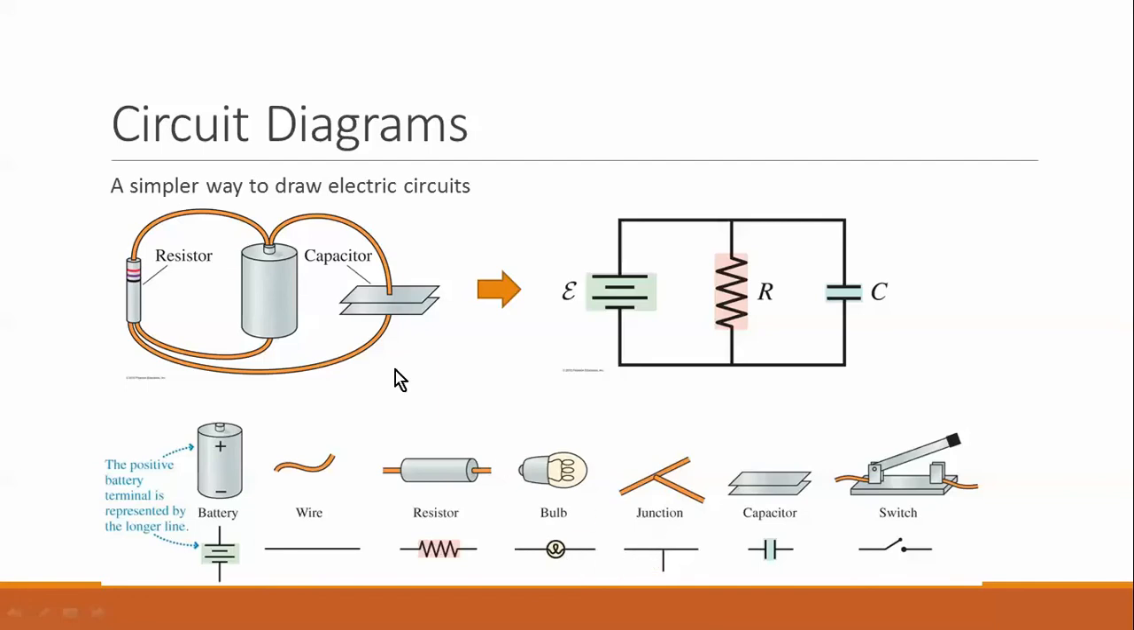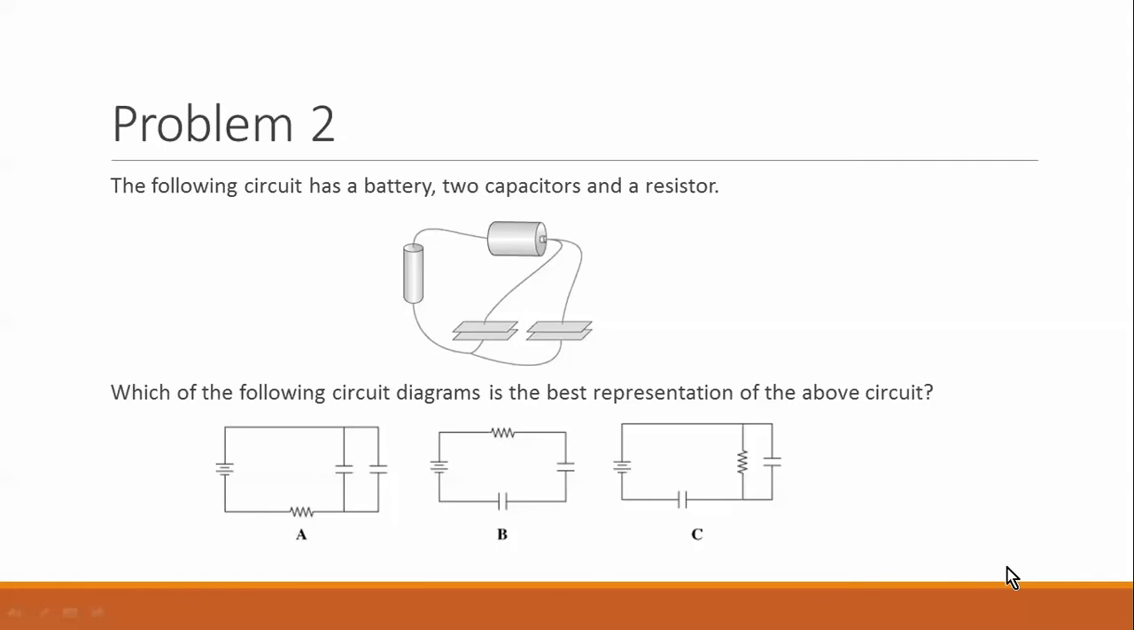If at any point the wire splits into 2 different parts, it's called a junction, and that's just going to be the 2 lines, and then it splits into another line. If we have a capacitor on our circuit, it's drawn with 2 parallel lines. And a switch, a place where we could break the circuit, is drawn like this. So for the following circuit, we have a battery, we have 2 capacitors, and we have a resistor. What is the circuit diagram that best represents the above circuit?